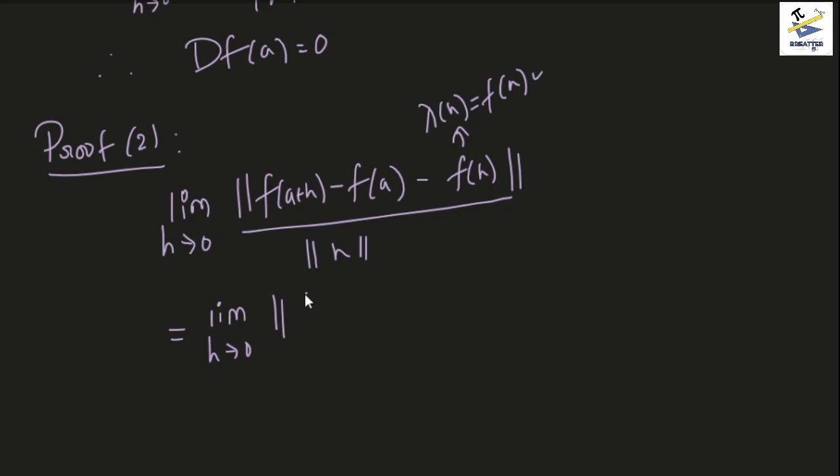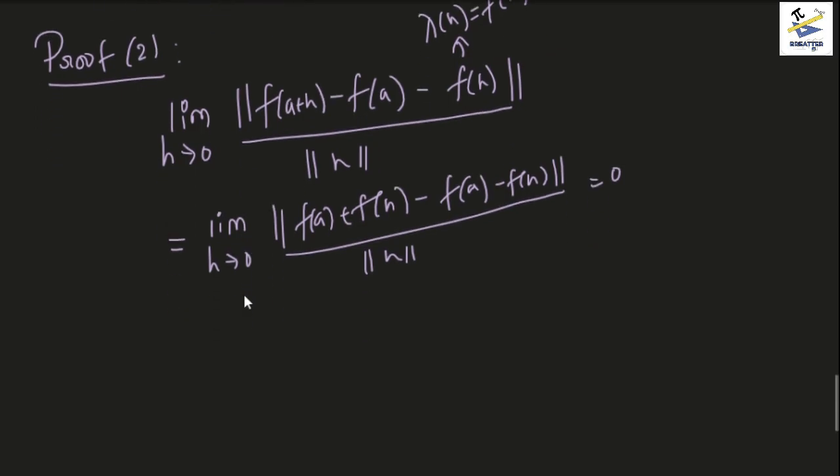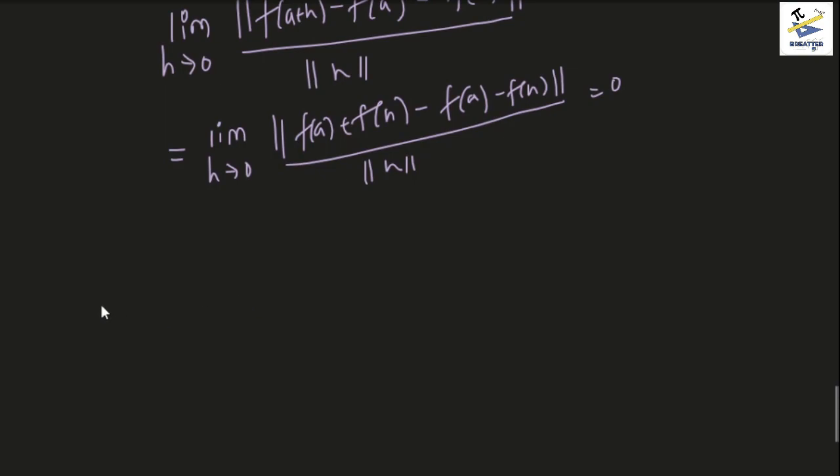So f of a plus h is basically f of a plus f of h, and we already had minus f of a minus f of h equals 0, because the numerator is 0. Now this kind of problem can be easily done using all the proper things. Now the proof of number 3 should be something like this.